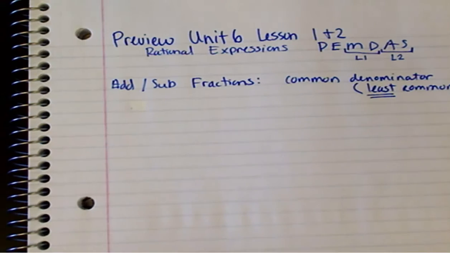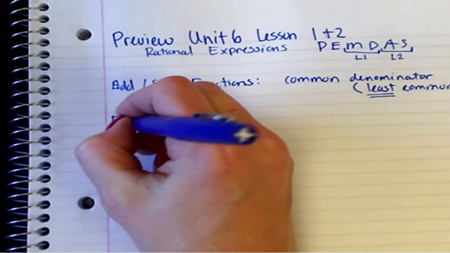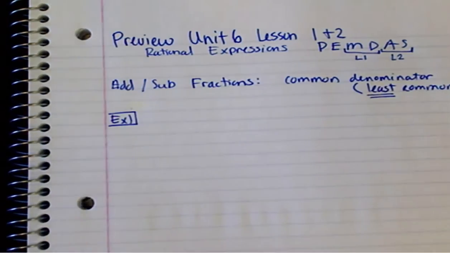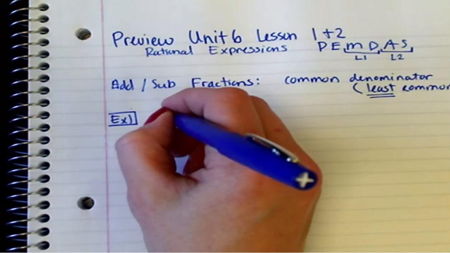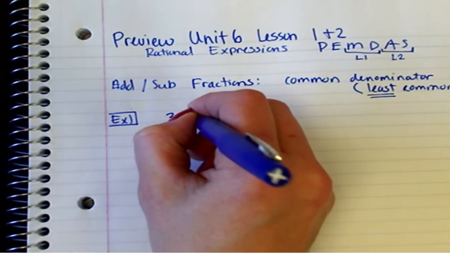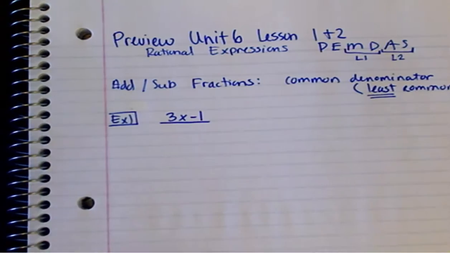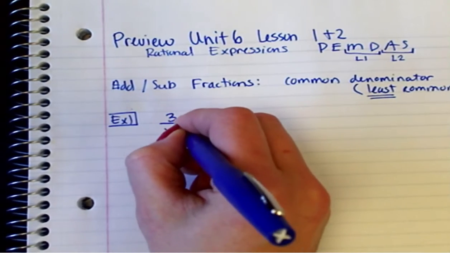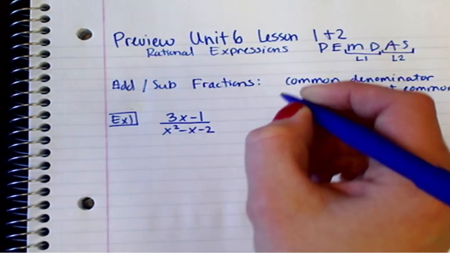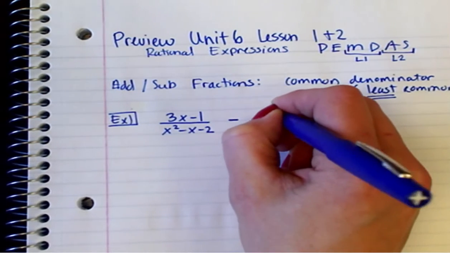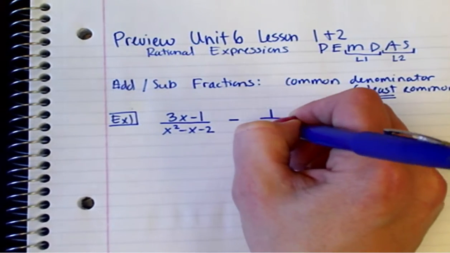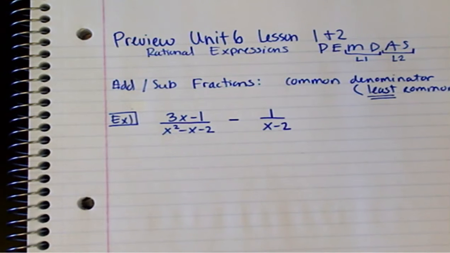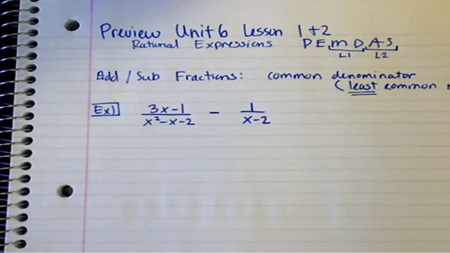And we're just going to do it by example, and we're going to keep them pretty simple, and then we'll get a little bit harder on the second day that we do this. Let's do 3x minus 1 over x squared minus 1 over x minus 2. Okay. Least common multiple.